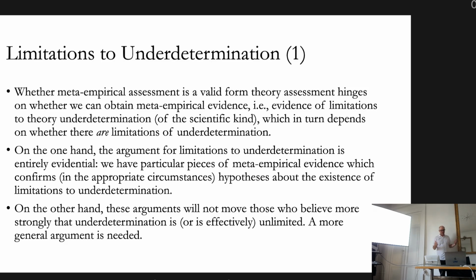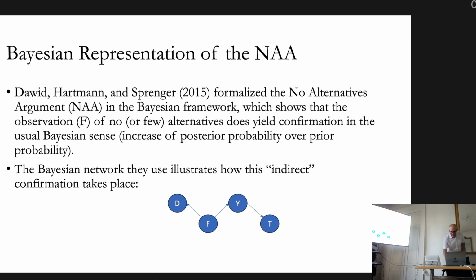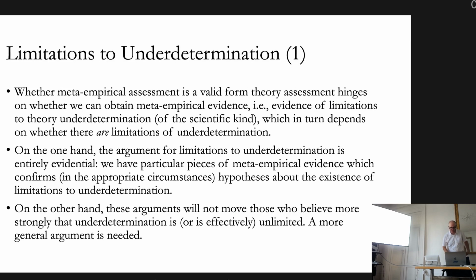Okay, so how can we know whether there are limitations to underdetermination? Well, in one sense, the argument would be entirely evidential. If we acquire pieces of meta-empirical evidence which confirm hypotheses about the existence of limitations to underdetermination, then we have reason to think that there are. That is, if we have this piece of evidence, F, and we can have arguments that show limitations in D, then the alternative explanation is Y, and so we have reason to believe this meta-empirical hypothesis Y that says that there are limitations to underdetermination in this context.